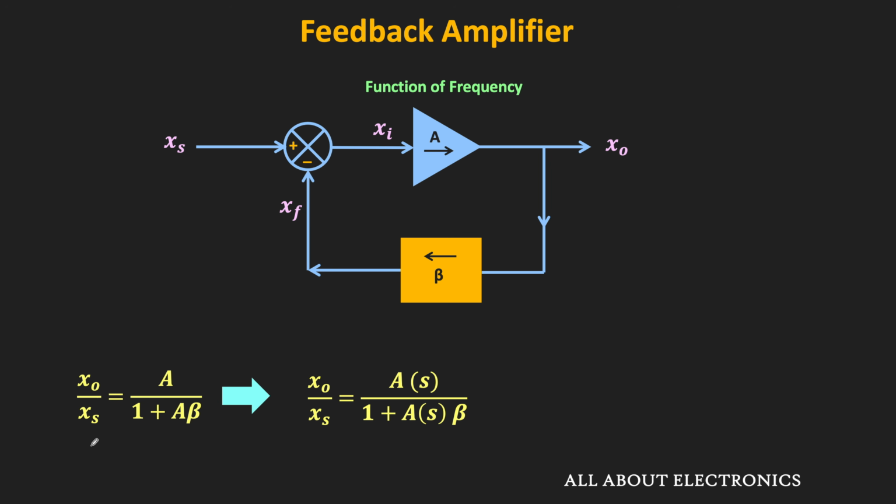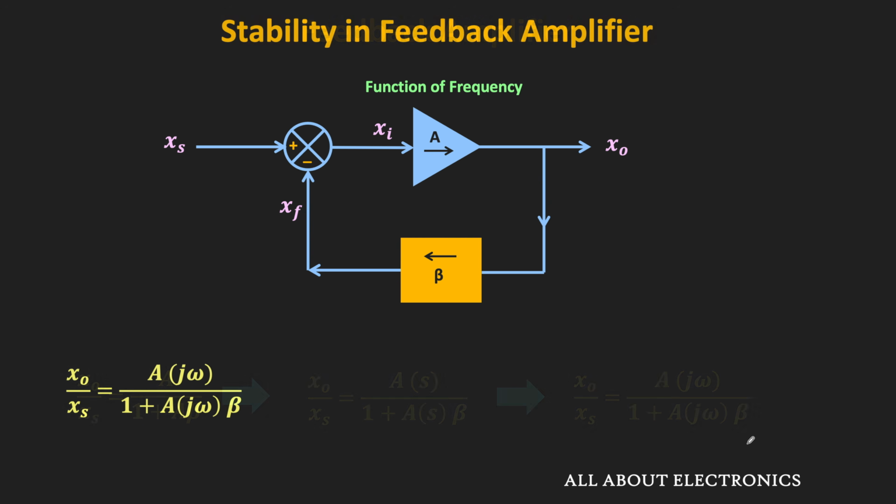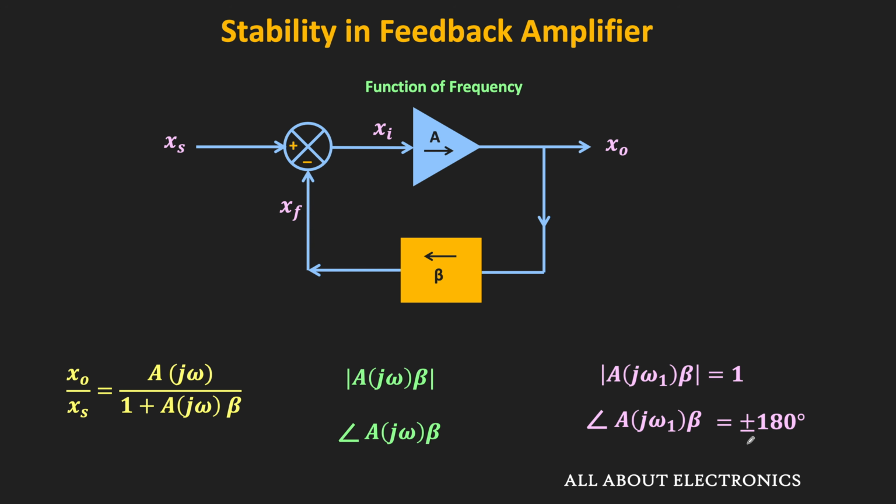Now if we replace this S by j omega, then this closed loop gain, that is x0 divided by xs, can be given by the following expression. Let's focus on this A beta term. Since it is a complex term, it will have both magnitude and phase. And at some frequency omega 1, it may happen that its magnitude will become 1 while its phase will become 180 degrees. So basically it indicates that this term is negative. Or in other words, now we will have positive feedback in the circuit.